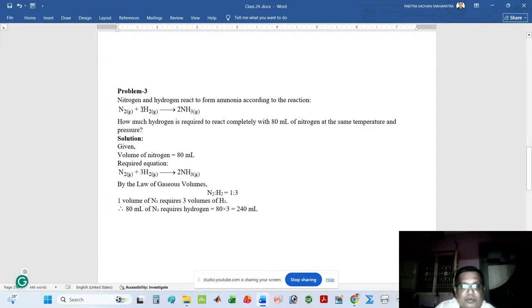Next, move to problem number 3. Nitrogen and hydrogen react to form ammonia according to the reaction N2 plus 3H2 gives 2NH3.